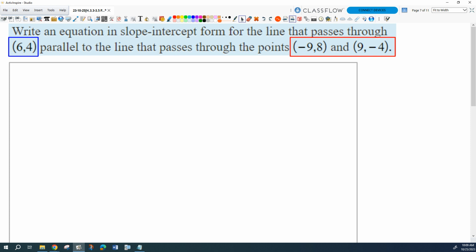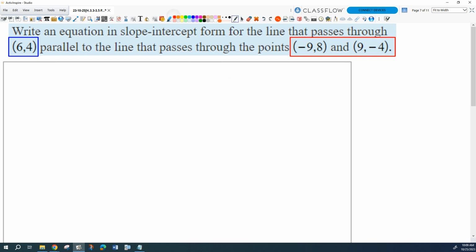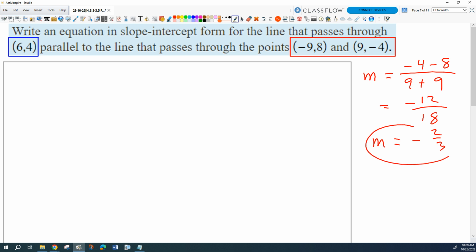Okay, let's find the slope of the red stuff first of all. Okay, good idea. If we find the slope of the red, what do we get? So let's calculate that. The slope of the red is what? What do you think? Dylan helps out. Negative 4 minus 8 over 9 minus, well, plus 9. Okay, good. 9 minus negative 9, so 9 plus 9. So that gives us what? Negative 12 over 18. So what's our slope? Negative 2 over 3. Good. Negative 2/3. Okay, so we got a slope.